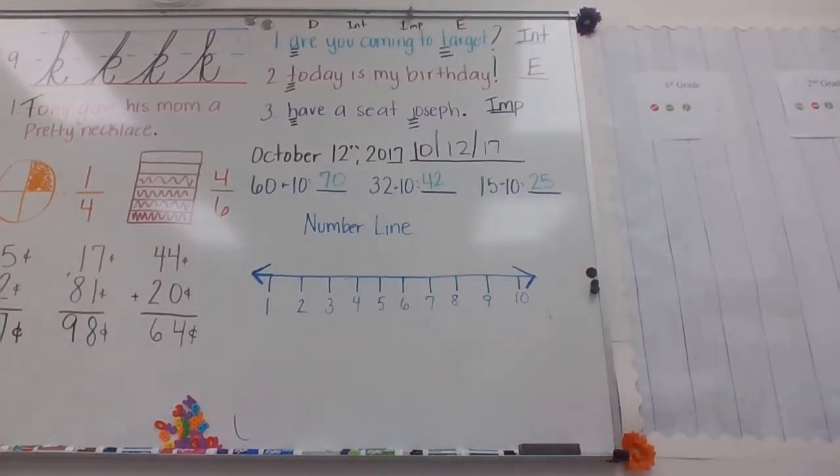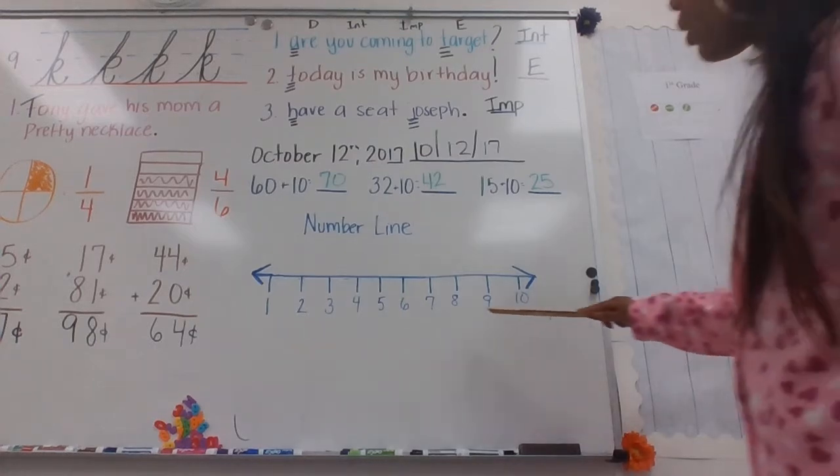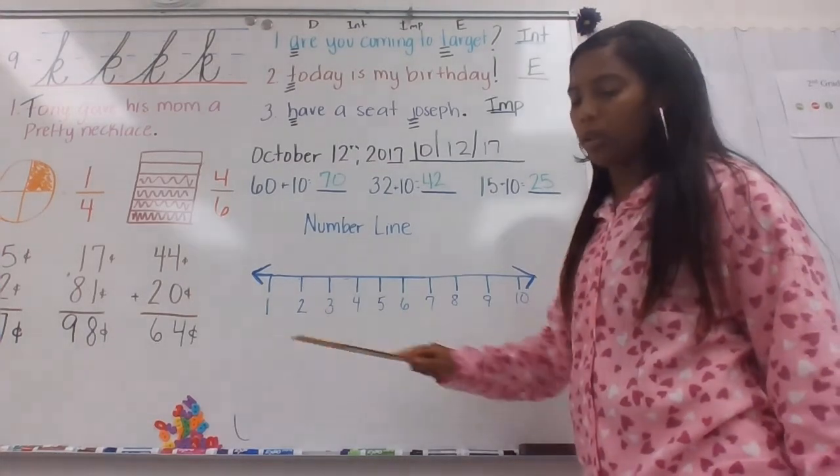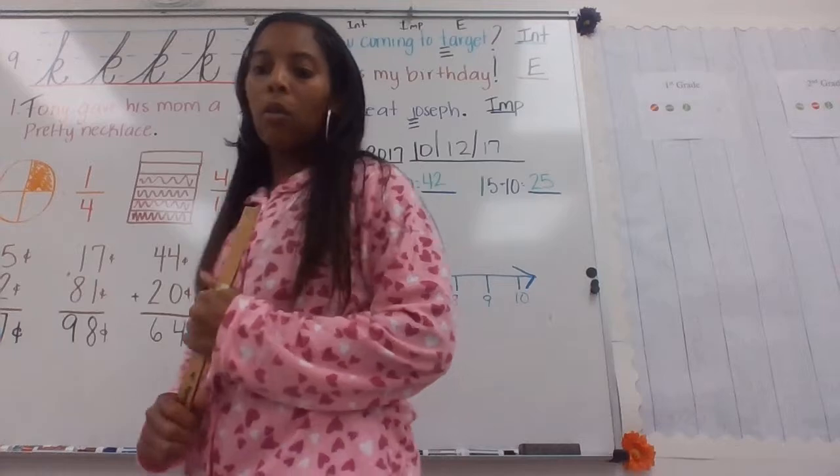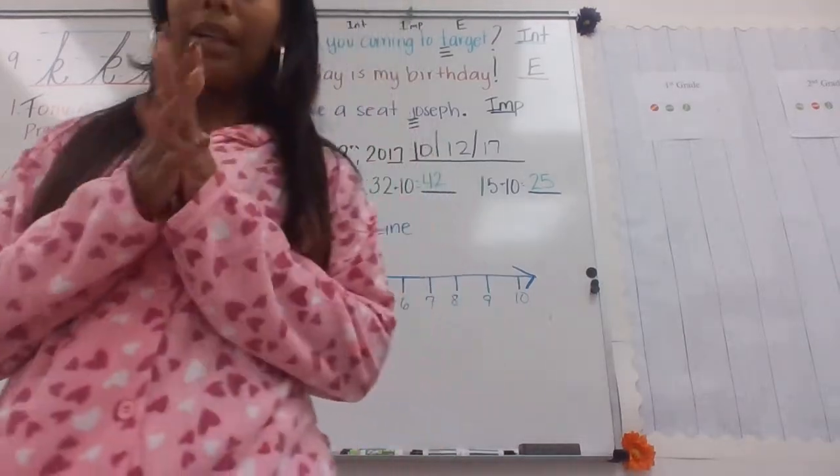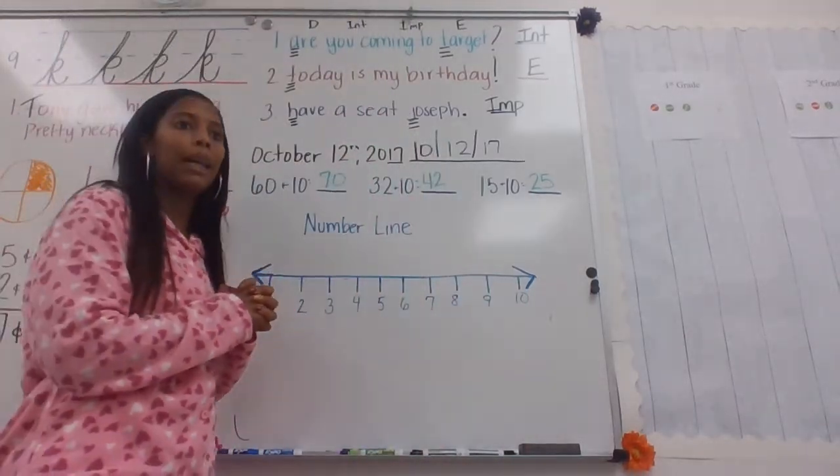Put the numbers underneath. Okay, it's really small. Yes, and make sure the numbers are always underneath. Okay? Alright, so now we will start to mark points on our number line, okay?